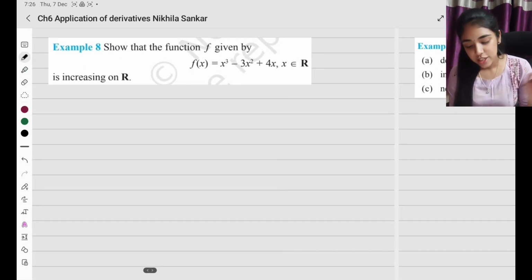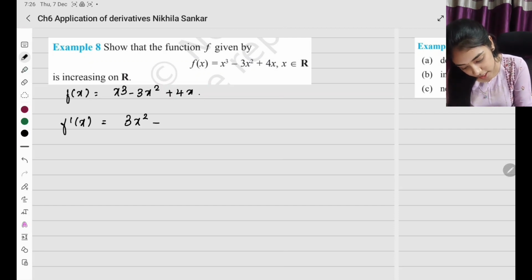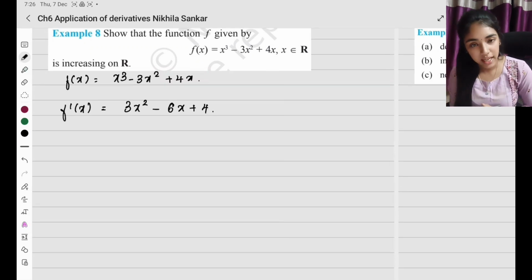Example 8. Show that the function f given by f of x is increasing. இப்போ f of x என்ன கொடுத்திருக்கு? It is x cube minus 3x square plus 4x. I need to find the derivative. So derivative பண்ணா 3x square minus 6x plus 4. So இப்போ இது பார்த்தா I do not know whether this is an increasing function or decreasing function.